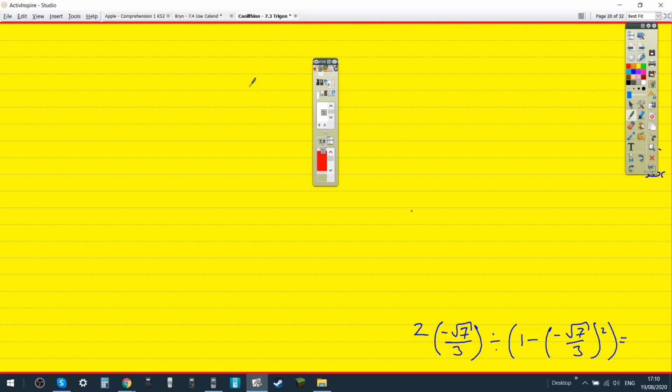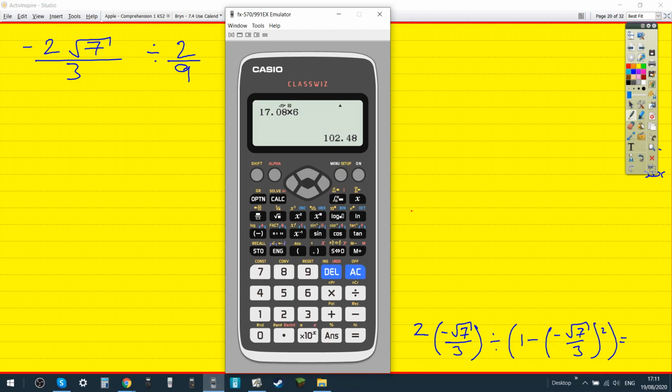Okay, for the first one, it's root 7 over 3. Minus 2 root 7 over 3? Yeah. Sorry, the call went glitchy. It's alright. And then the second is 2 over 9. Yep. So can I just type that in? Should work.